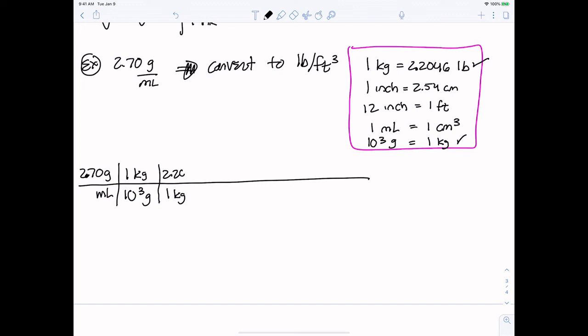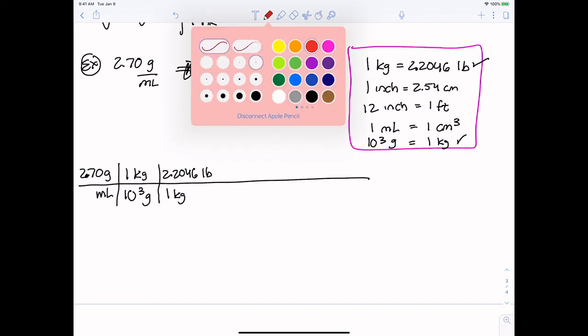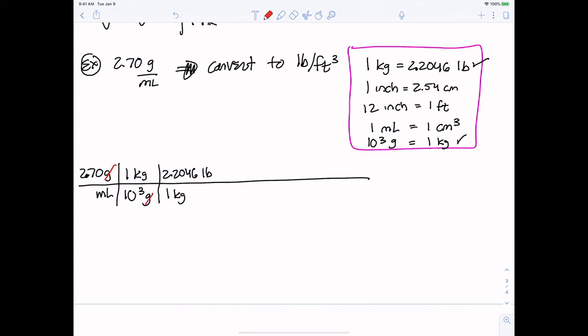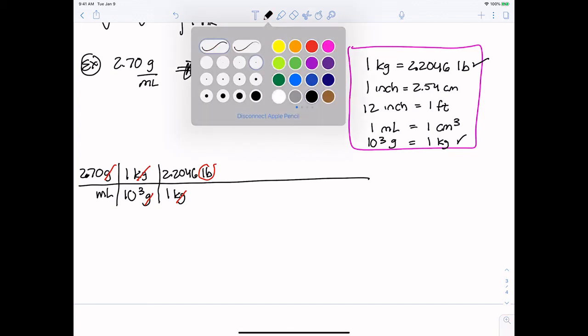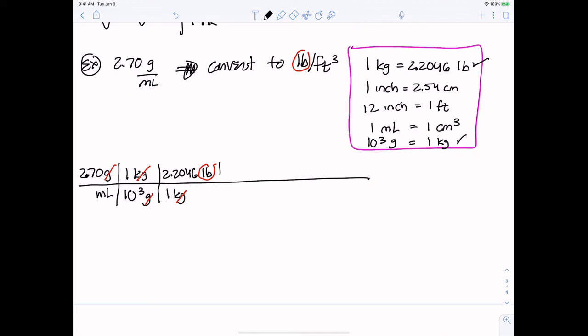2.2046 pounds. And then let's cross those out. So these grams canceled, these kilograms canceled, and then left with pounds on top, which is what we're looking for. So that part's done. We still have to type it into the calculator, but we're done setting up the problem.